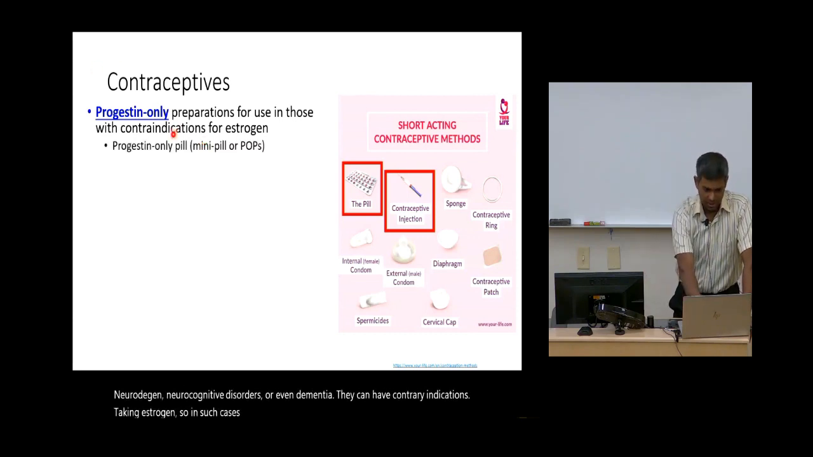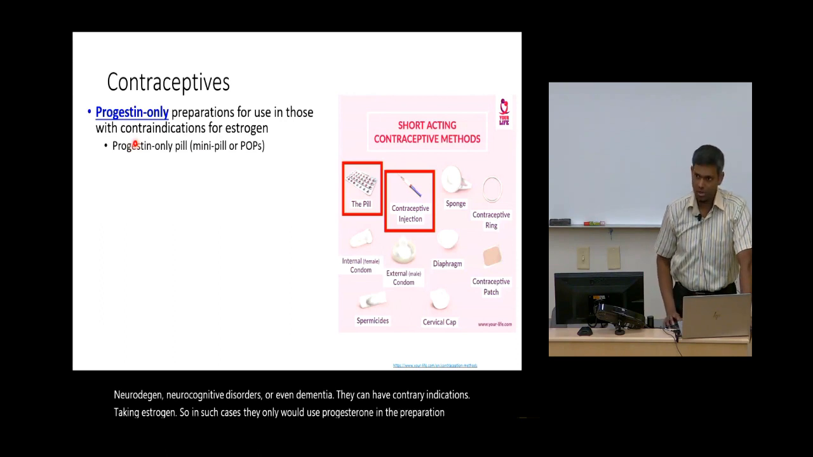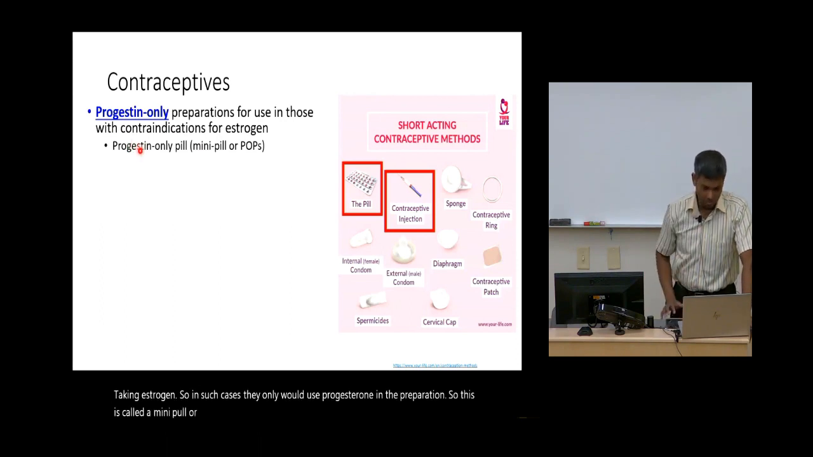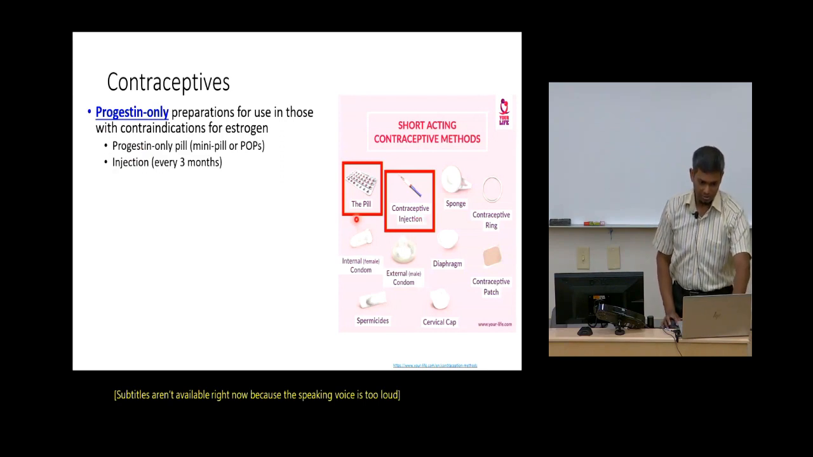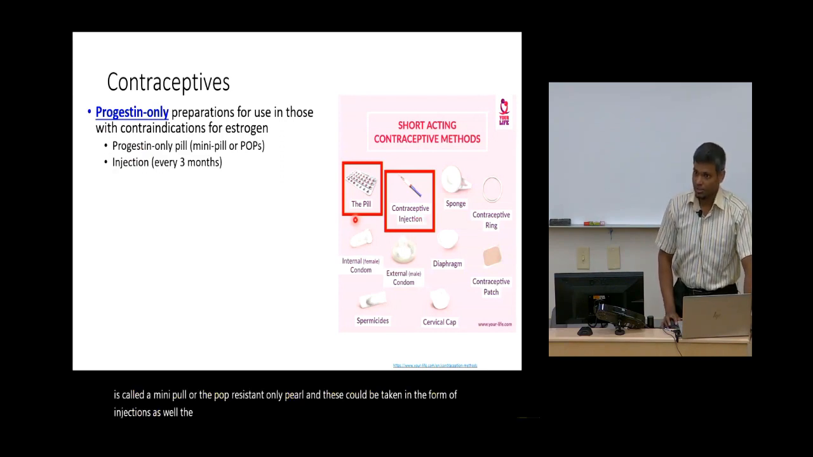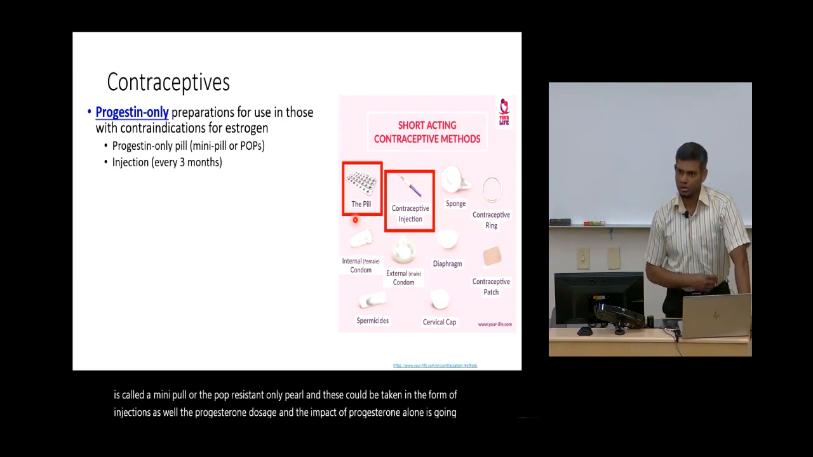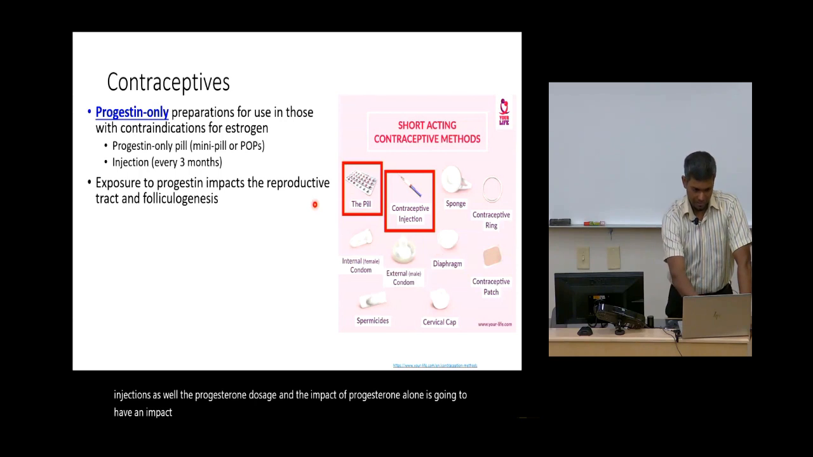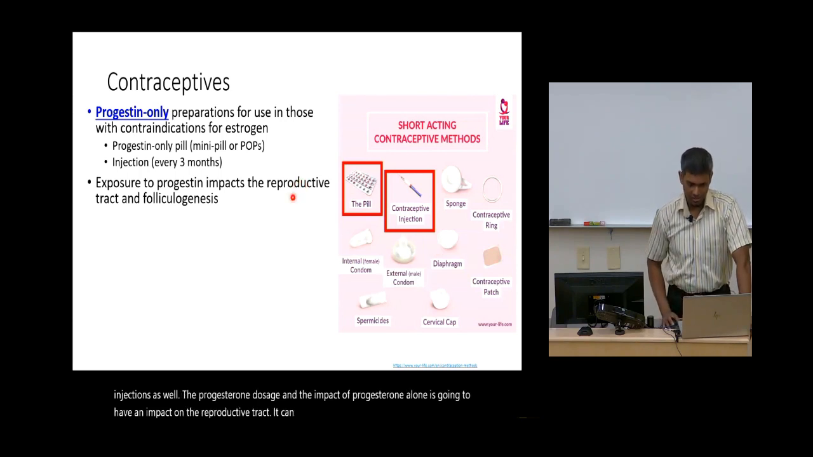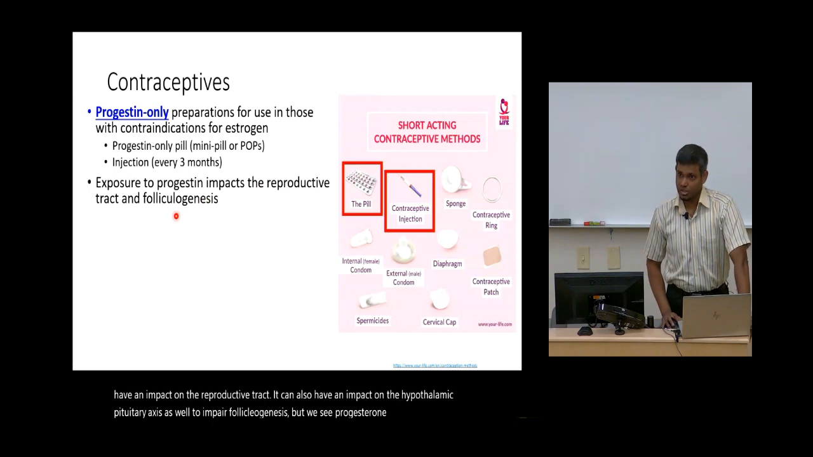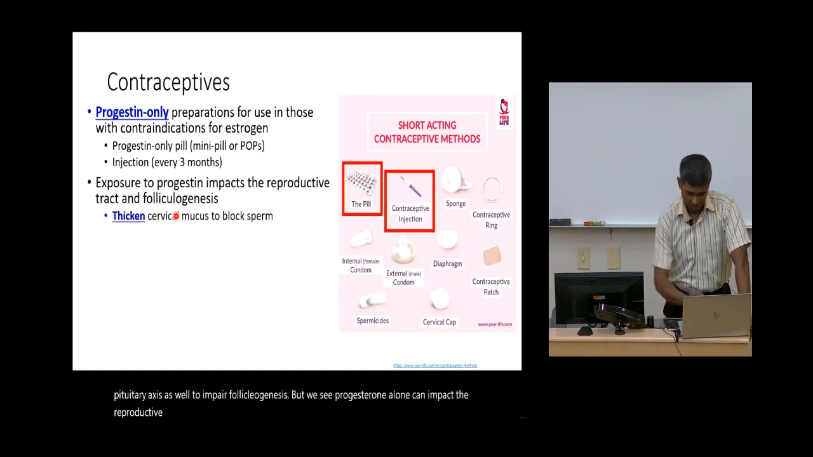So in such cases, they only would use progesterone in the preparation. This is called a mini pill, or the POP, progesterone only pill, and these could be taken in the form of injections as well, the progesterone dosage. And the impact of progesterone alone is going to have an impact on the reproductive tract, right? It can also have an impact on the hypothalamic pituitary axis as well, to impair folliculogenesis, but we see progesterone alone can impact the reproductive tract.